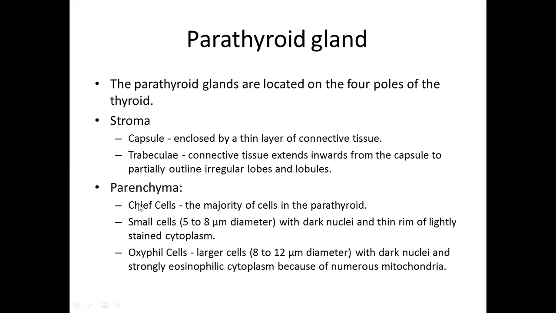The second cell, the oxyphil cell, is a larger cell compared to the chief cell, with a dark nucleus, but a very characteristic feature is that they have a strongly eosinophilic cytoplasm because of a higher content of mitochondria. There is no clear clarity about the function of these cells. They are still not given any properties.